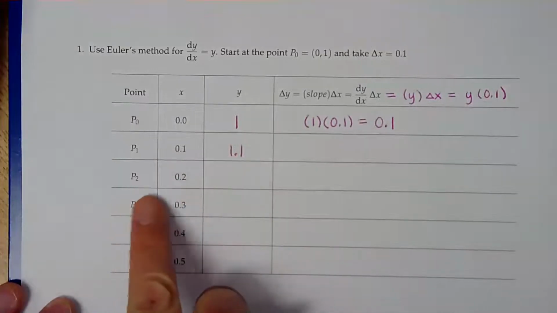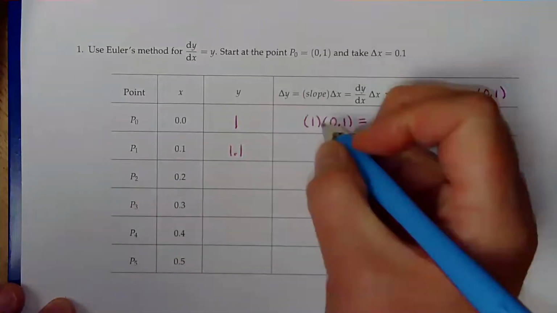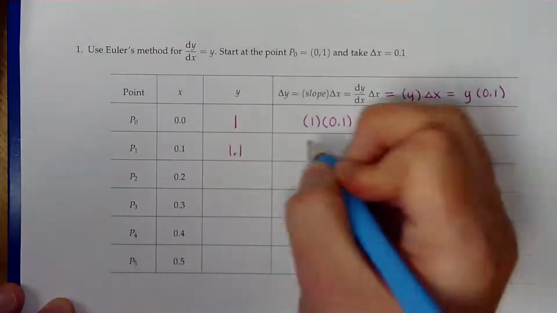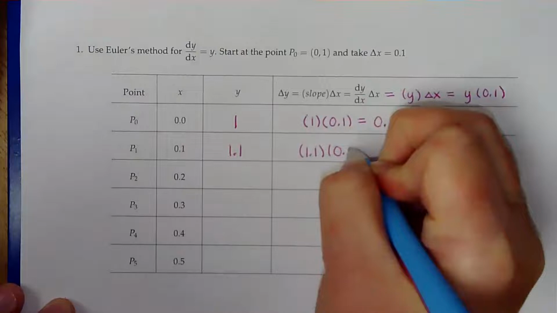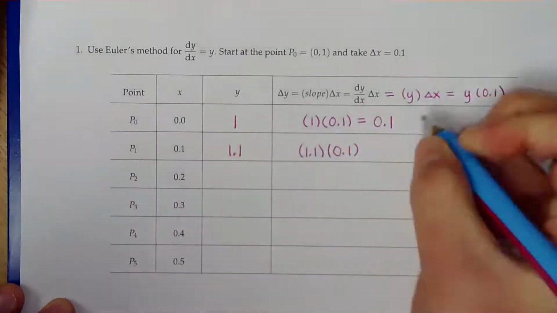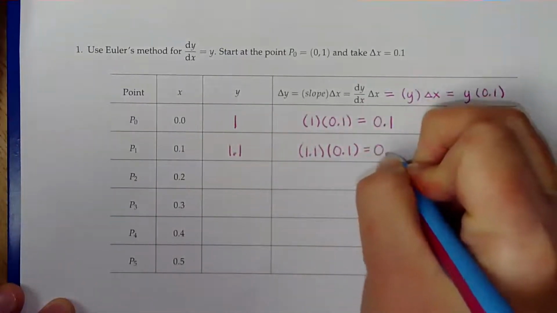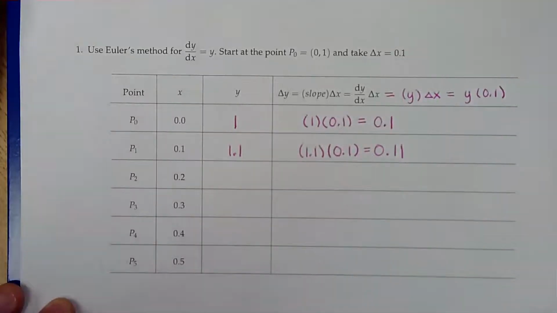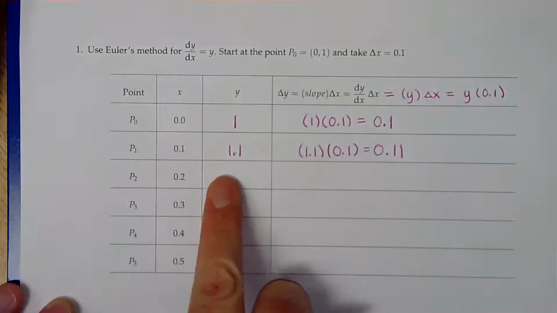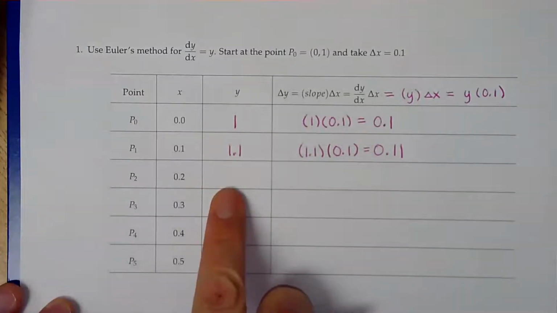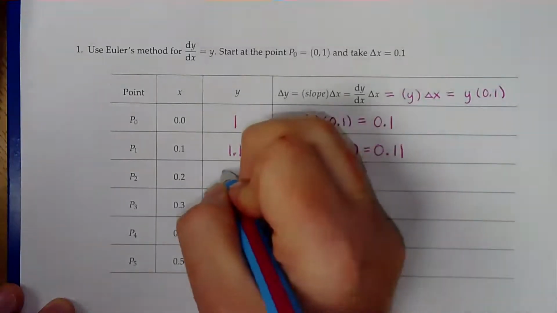To find P2, my second point, I'm going to take this formula. My y value is 1.1, and I'm going to multiply by delta x, which is 0.1. That's going to give me 0.11. I'm going to take this and add it to the 1.1, and that'll give me the y value for P2. So that gives me 1.21.